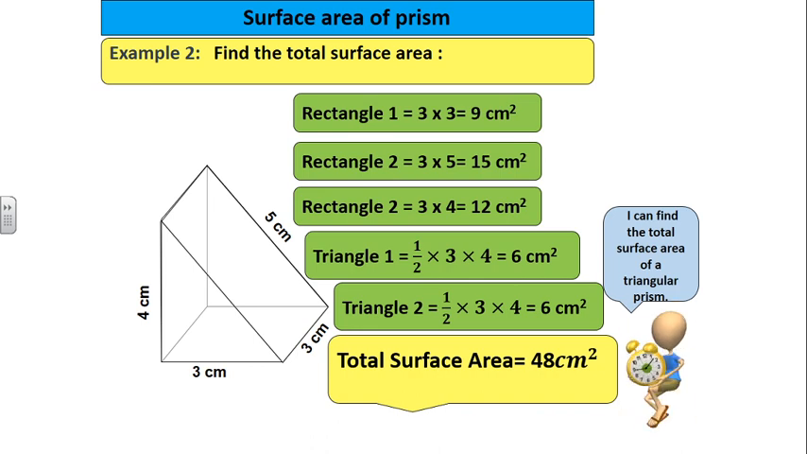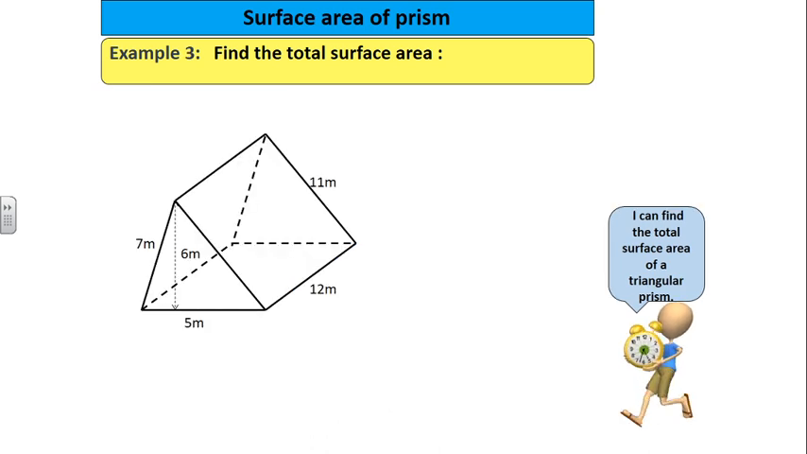Okay? Now, what I want you to do now is I want you to try this one for yourself. Okay? So do the 3 rectangles, do the 2 triangles, and then unpause me so I can go through the answers. So do you want to put me on pause now? Thank you.